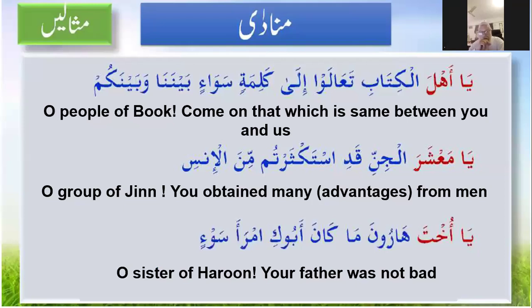Ya ukhta Haruna ma kana abukum. Ya ukhta is coming mansoob. Why? It's mudaf. But I see Haruna is majroor. What is happening is the mudaf ilayh is always majroor, having kasra. But Haruna is having the fatha, and I'm calling it a mudaf ilayh. How is it possible?